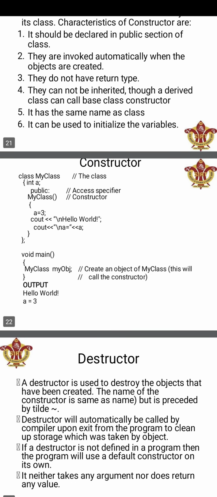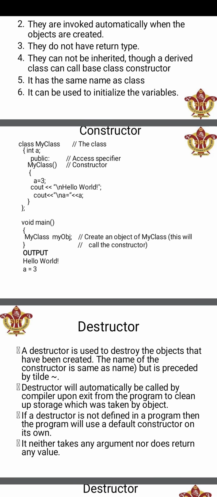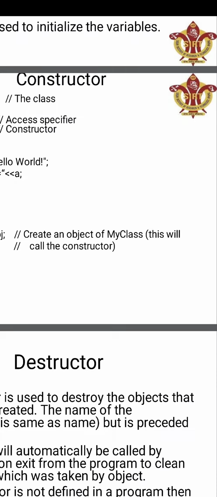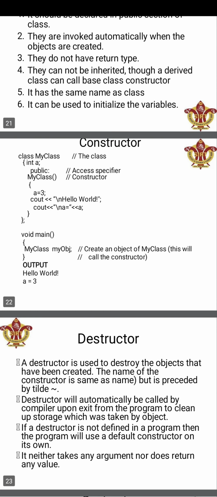Now let us take one sample program for the constructor. Here I have declared one class. The name of the class is my class. Then, as you all know, the syntax of the class is bracket open, and the last bracket close, and a semicolon will be put after the ending bracket. In between, we can write any number of variables or functions inside the class. So here we have declared one variable, integer a, inside my class.